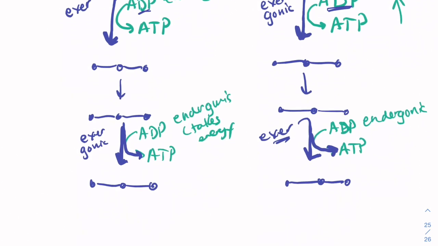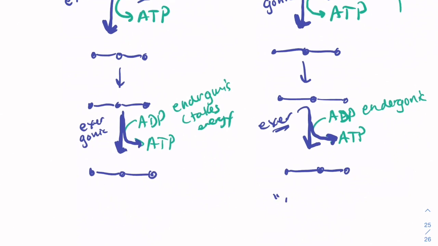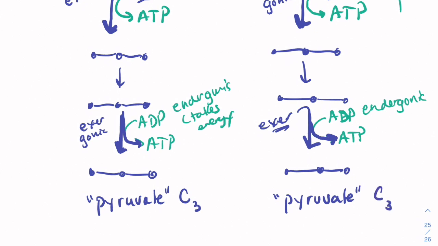Ooh. And this last molecule here is called pyruvate. There, it's a 3-carbon molecule right there, and that is the end of glycolysis. That is the end of glycolysis. And it's happening in the cytoplasm.